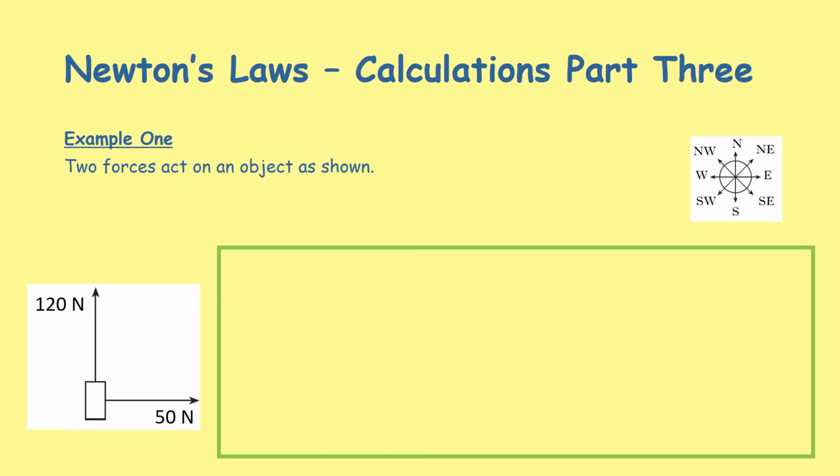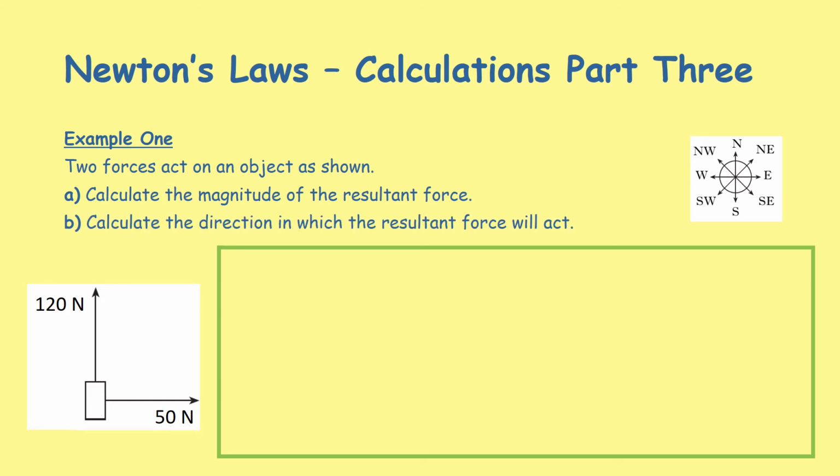Example 1. Two forces act on an object as shown. This is down at the bottom left. We have 120 newtons acting to the north of the object and 50 newtons acting to the east of the object. Part A. Calculate the magnitude of the resultant force, and Part B. Calculate the direction in which the resultant force will act.